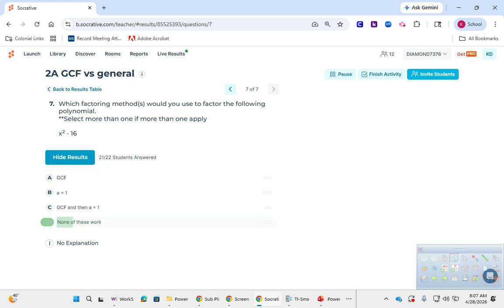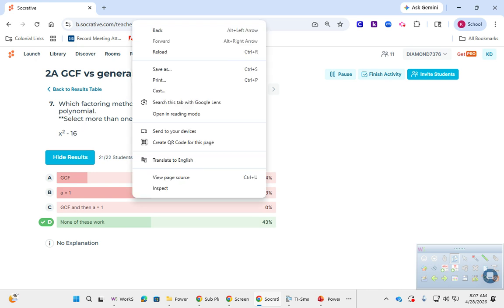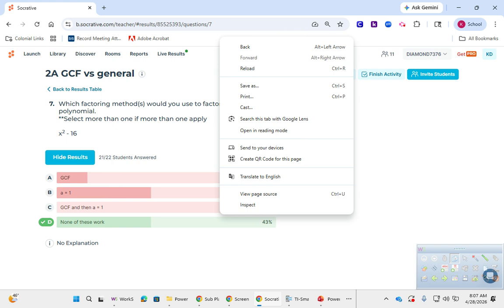And then finally, this was none of these. I could see why some of you might want to pick GCF. It definitely can't be A equals 1. Why can't this be A equals 1? It's not a trinomial. A equals 1 only works with 3 terms. So it can't be A equals 1. And GCF maybe, but I'm looking at the number 1 and 16. The only thing 1 and 16 have in common is 1, so there's no GCF. So this one was none of these. None of these would work here.